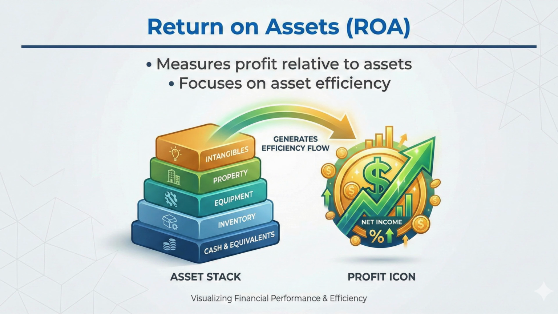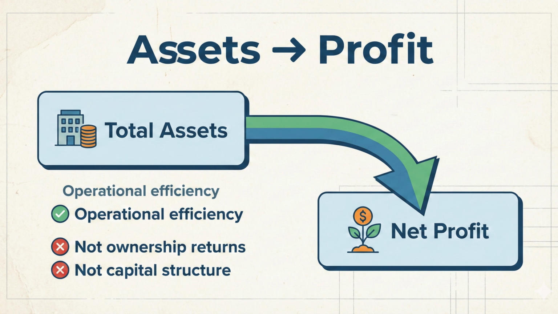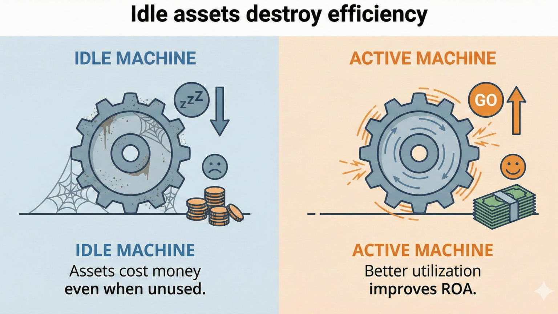ROA stands for Return on Assets. It answers one simple question. For every $1 of assets a company owns, how much profit is it generating? ROA looks at asset efficiency, not ownership returns and not capital structure.